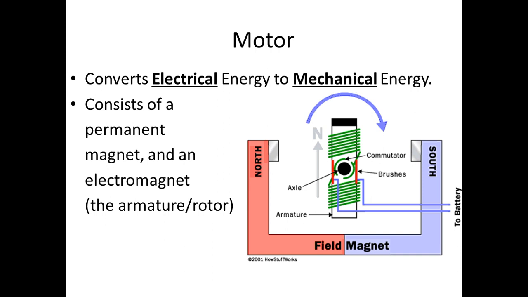A motor converts electrical to mechanical. And again, it consists of a permanent magnet and an electromagnet. And so the basics of this one, again, not going into a whole lot of detail, you have your permanent magnet that will always have a permanent north and a permanent south, and then you have this arm, which is the electromagnet, which goes to some sort of power source, and this will change. It'll alternate between north and south. And so it will attract, repel, attract, repel, attract, repel, causing this arm to spin.